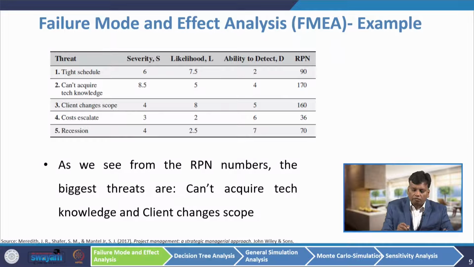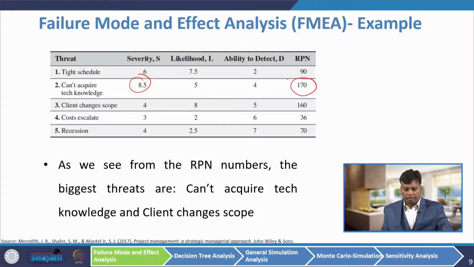For S, L and D we have supplied values. S means severity on the 1 to 10 scale. For example, with respect to severity, which threat is the most severe? Here, 8.5, cannot acquire technical knowledge, has the highest score. With respect to likelihood, which threat has more chances to occur, that has the highest score. Then the ability to detect. When you multiply these, we get a score, and that score is called the risk priority number. First we have to mitigate the risk which has the highest risk priority number, for example 170.